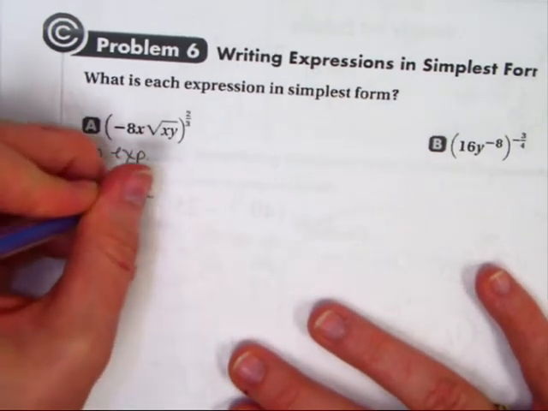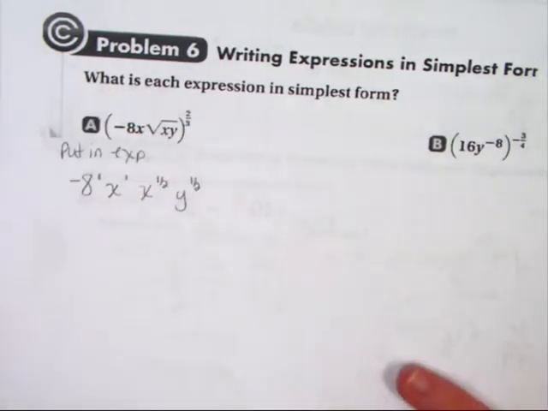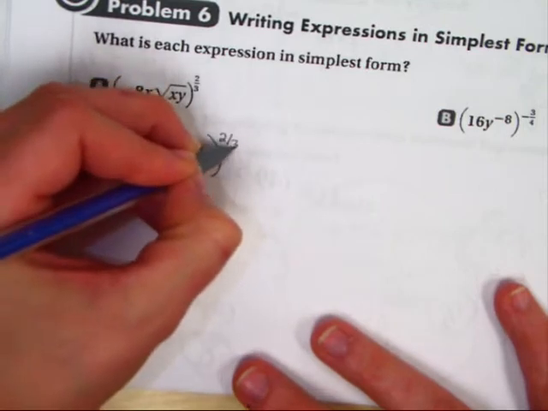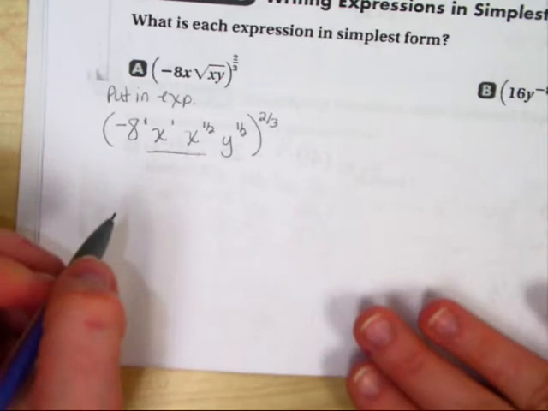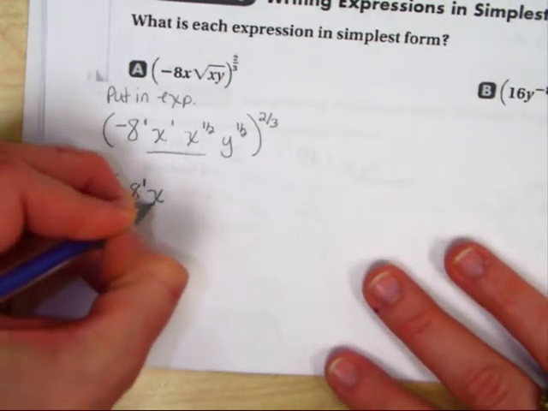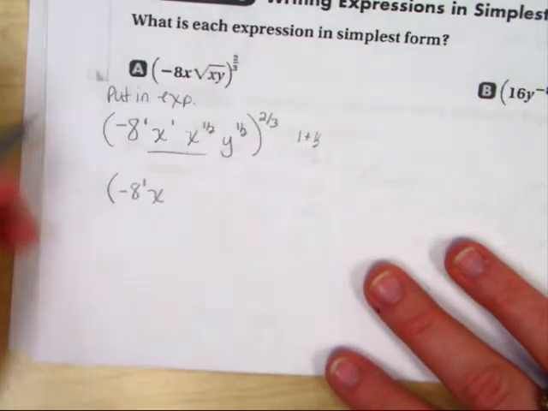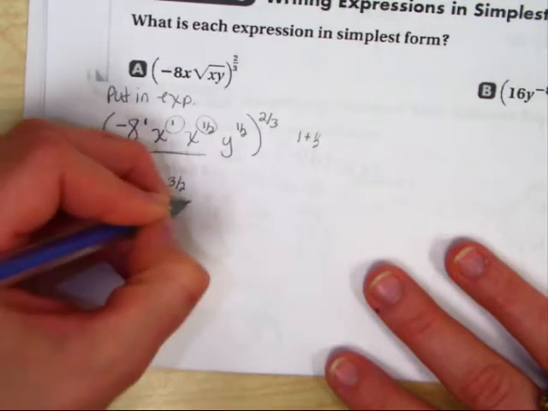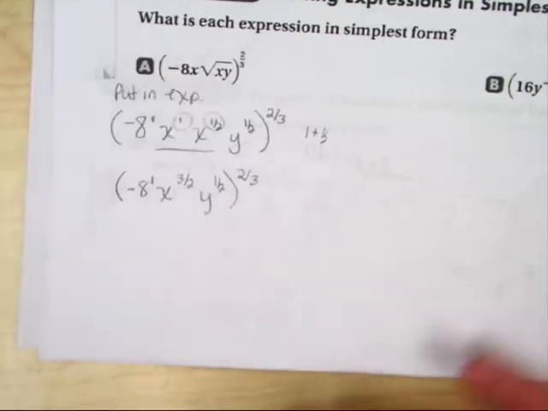But then you have an x to the 1/2 and a y to the 1/2. So what I need you to do, and all of this is to the 2/3, is combine these two together first. So you get negative 8 to the first, x to the, what's 1 plus 1/2? 1 plus 1/2 is 3/2. And then y to the 1/2, and then the 2/3.